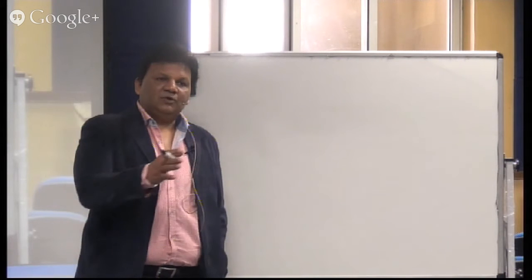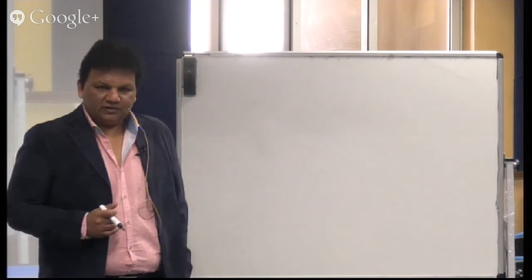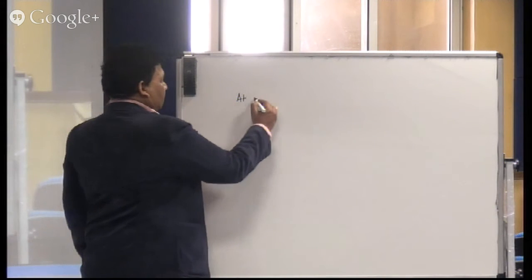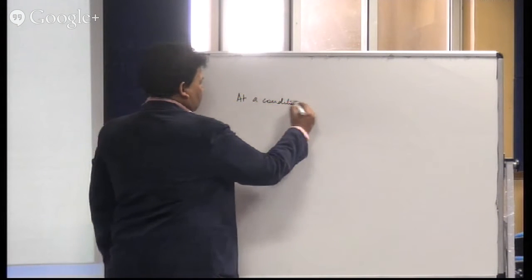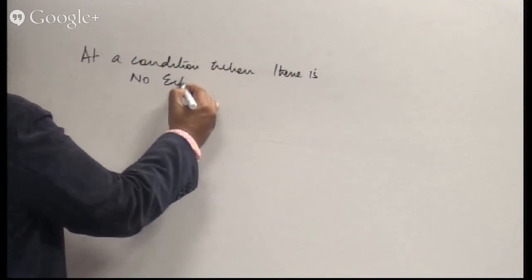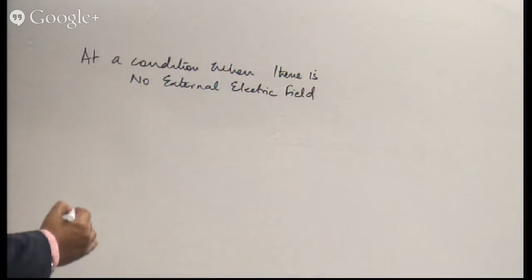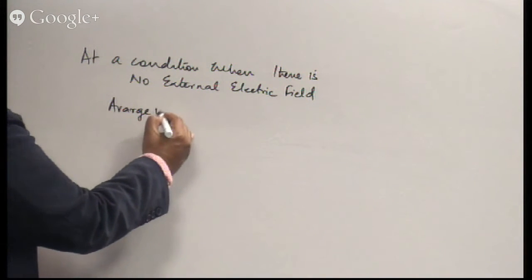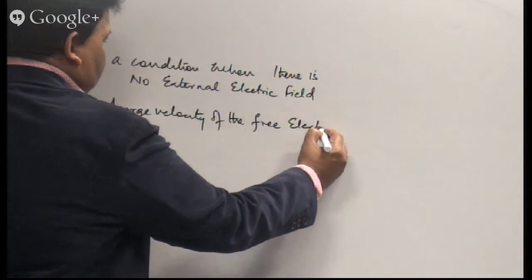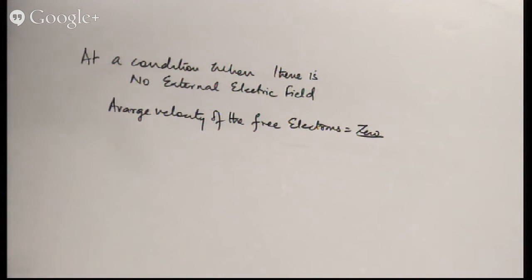Now tell me, when you don't have a potential difference, don't electrons move? They do. So then why does current not flow because of that? Right. So what do you say? That at a condition when there is no external electric field, the average velocity of the free electrons is zero. Right? Now, what happens when you apply potential difference?